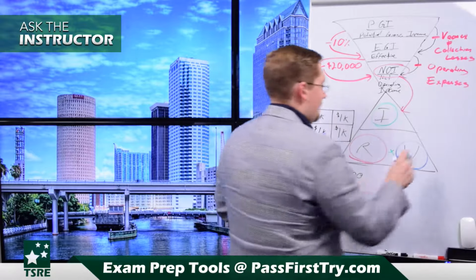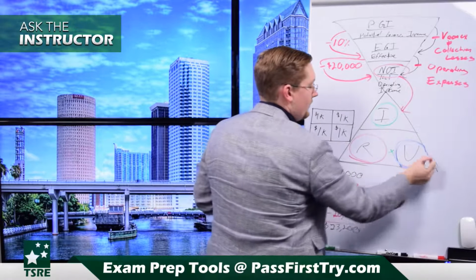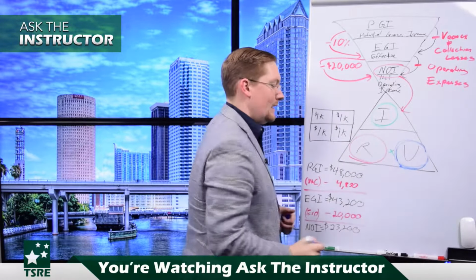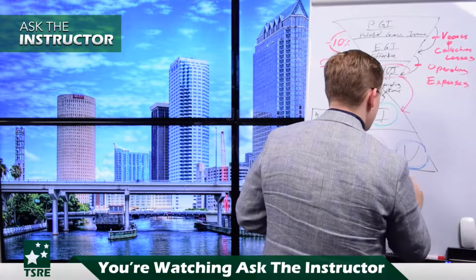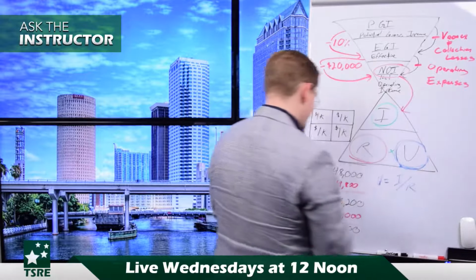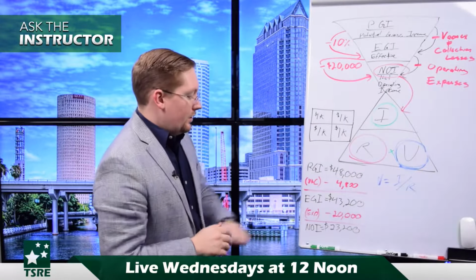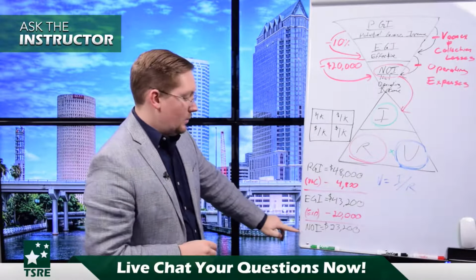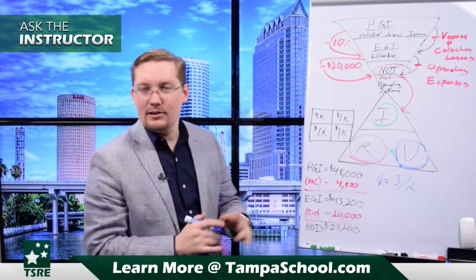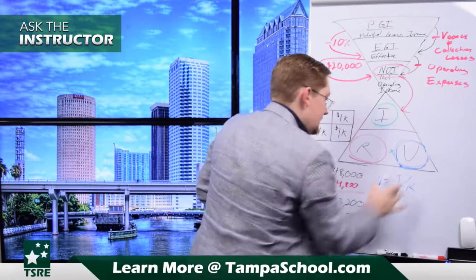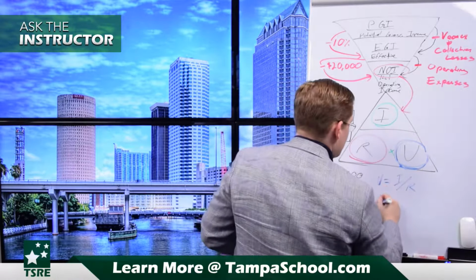So in order to find that, remember, we circle what we're looking for. We're looking for value. What's left over is income over rate. So value is income divided by the rate. We've got our income. Remember, the income that we're dealing with is the net operating income. That's why this funnels down, hourglass, whatever you want to call it, to this IRV triangle.